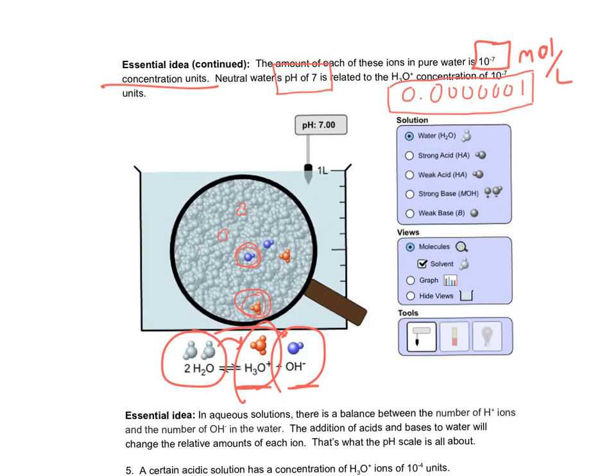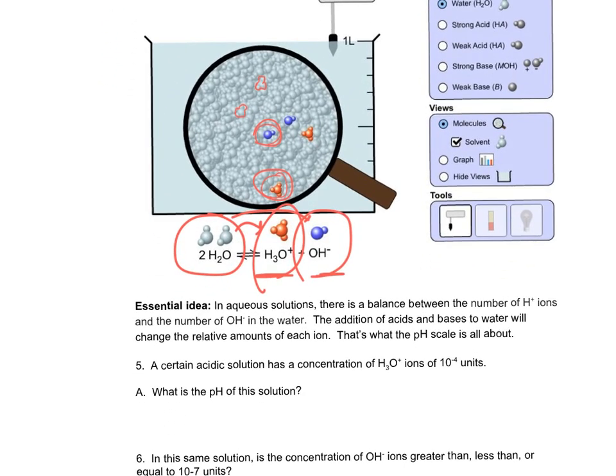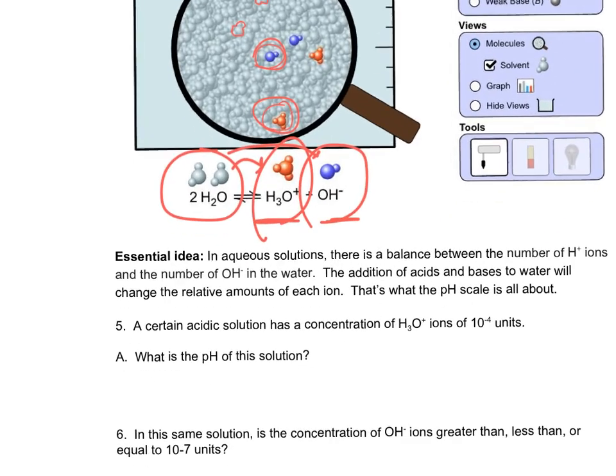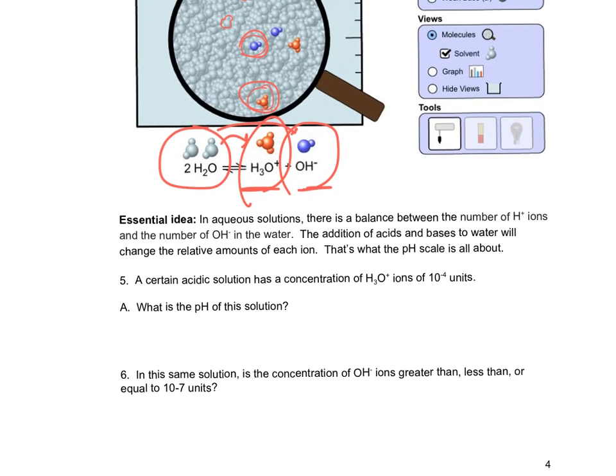Okay, and pH specifically is referring to the hydronium ion concentration. Because what we see in this last essential idea is that in aqueous solutions, so now you've got solutions where water is the solvent and you're putting something in it, if you put in an acid or an alkali, it disturbs the balance between the hydrogen ions, or H3O+.